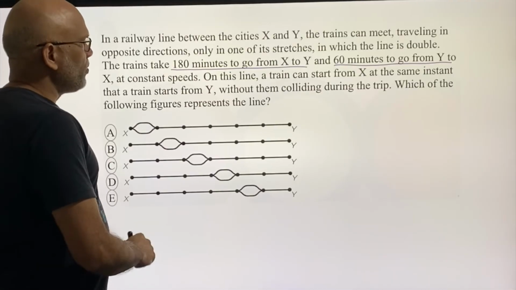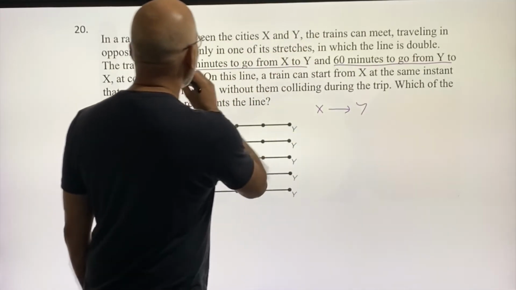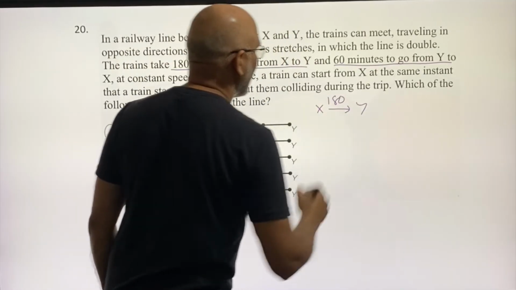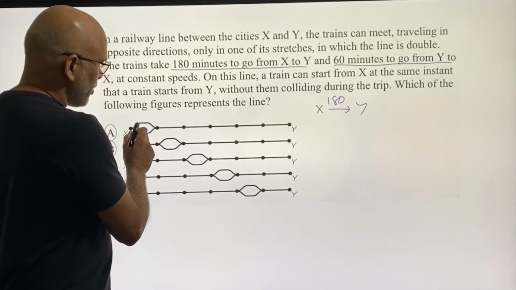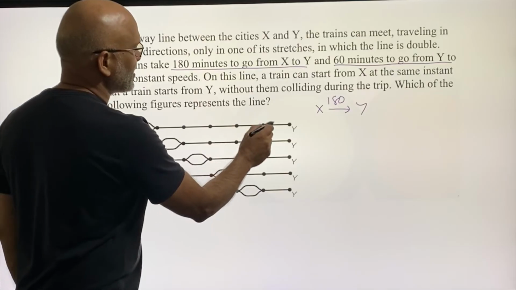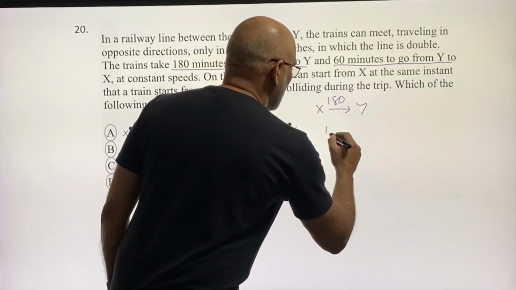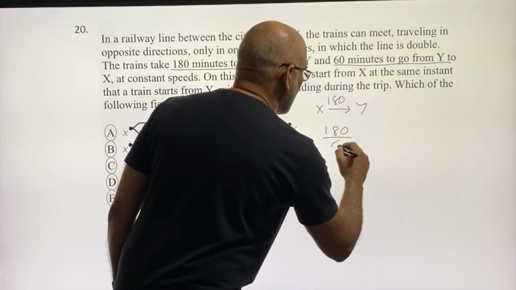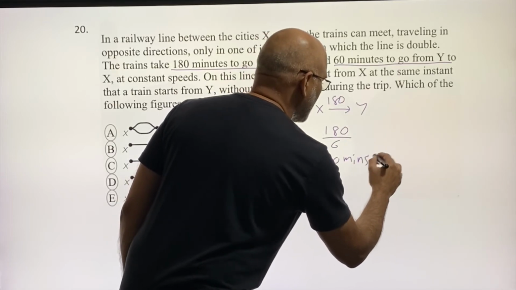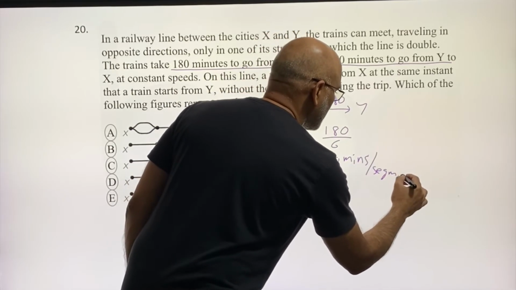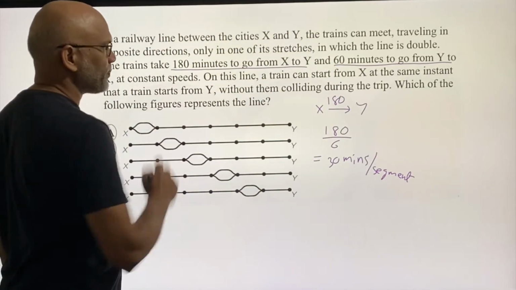All right, so we have a train going from X to Y in 180 minutes. So we can see that there are 1, 2, 3, 4, 5, and 6 equal segments from X to Y. So for each segment, 180 by 6 is 30 minutes per segment. So it takes 30 minutes per segment going from X to Y.